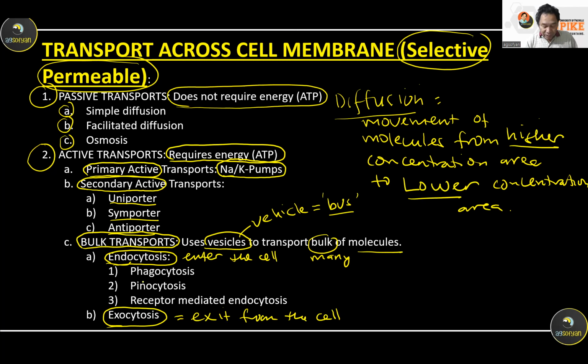For endocytosis, there are three types. Phago. Phago means eat. So this is cell eater, phagocytosis. Pino. Pino means drink. So this is like drinking. And then there is another one called receptor-mediated endocytosis. We will see this one later.